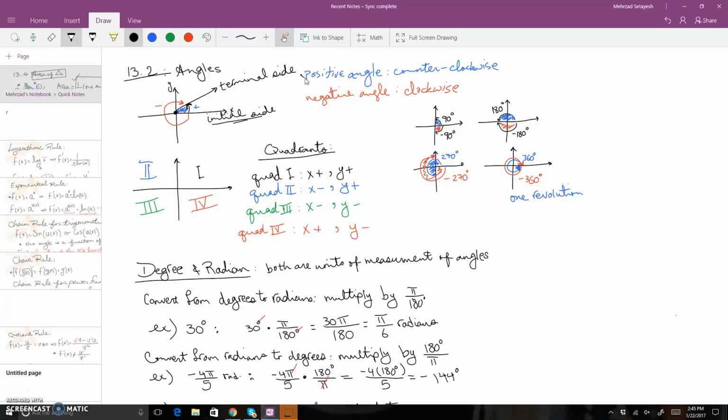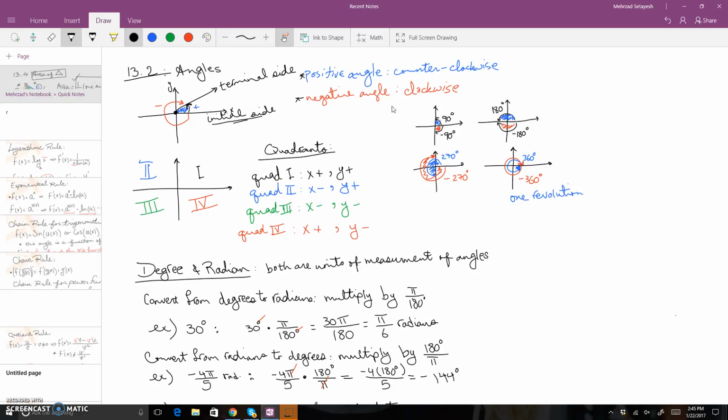Now, this is an agreement that if we start from the initial side, meaning the positive side of the x-axis, and we move counterclockwise to get to the terminal side of the angle, then that angle is a positive one. But if we start from the same initial side and move clockwise to get to the terminal side, then the measurement of that angle is negative. So we have positive angles, we have negative angles.